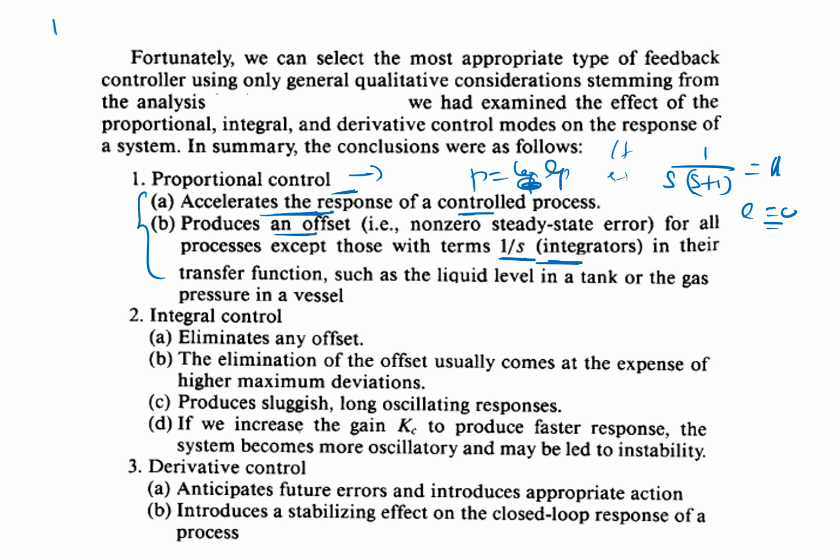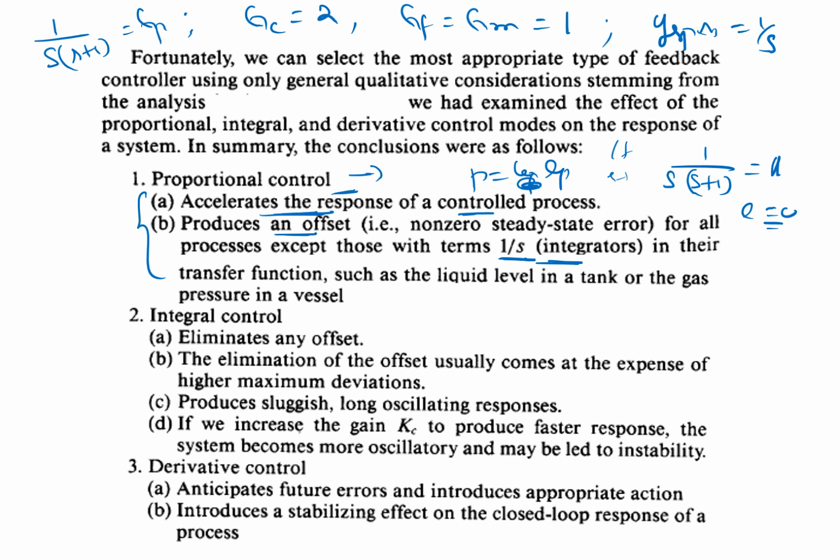Consider GP of S is 1 by S into S plus 1. This is your GP of S. And GC of S, let us take some value, 2. Then GF and GM are equal to 1. And the input YSP of S is 1 by S. So what is the transfer function? Y of S equals GP GC, so it is 2 by S into S plus 1 divided by 1 plus 2 by S into S plus 1.